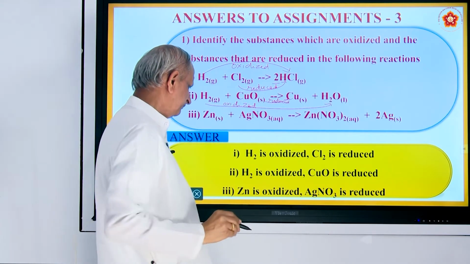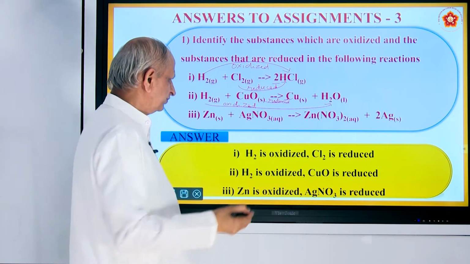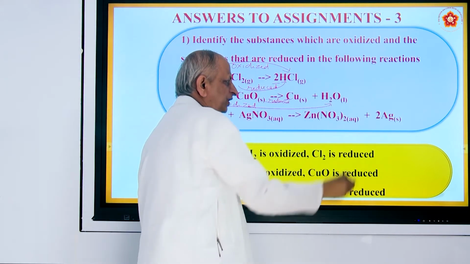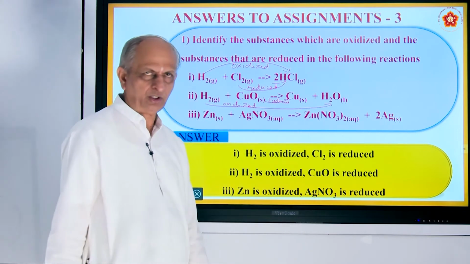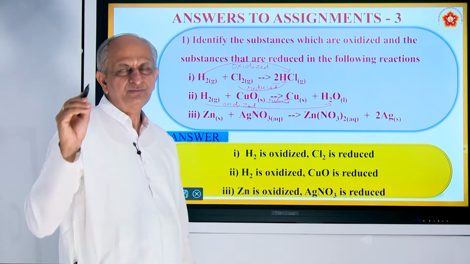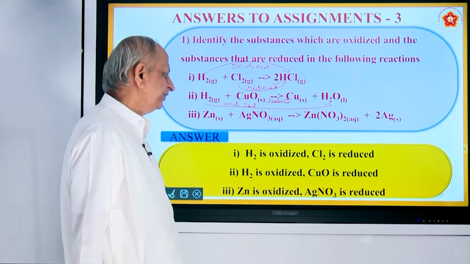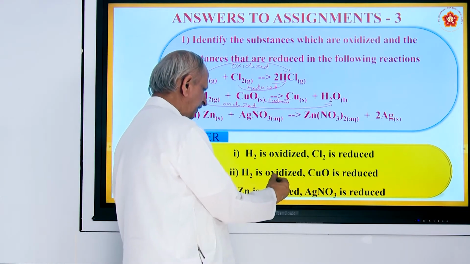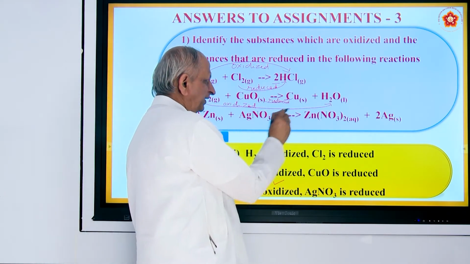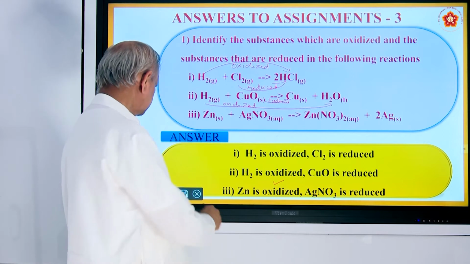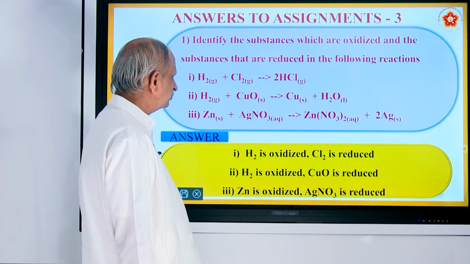Coming to the third equation, zinc becoming zinc nitrate, silver nitrate becoming silver. So, we say zinc is oxidized because there is addition of a radical, namely nitrate radical. So, it becomes zinc nitrate. We say zinc is oxidized. When zinc is oxidized, silver nitrate is reduced. Okay. So, these are the answers to the first question.